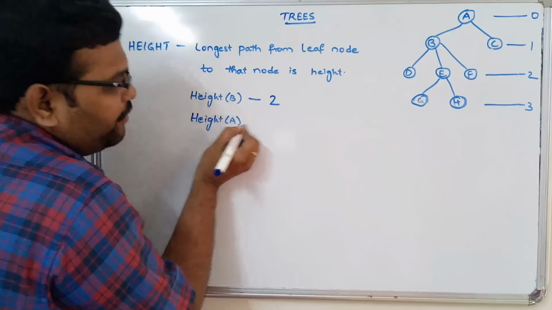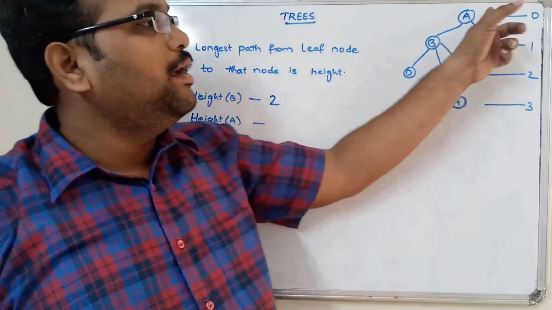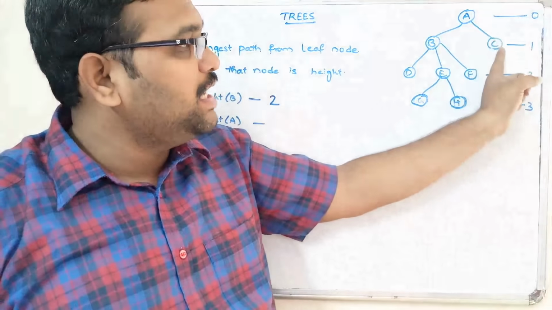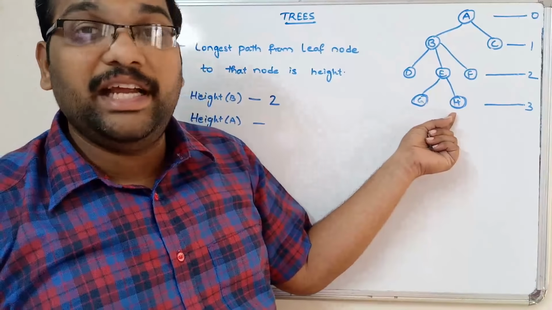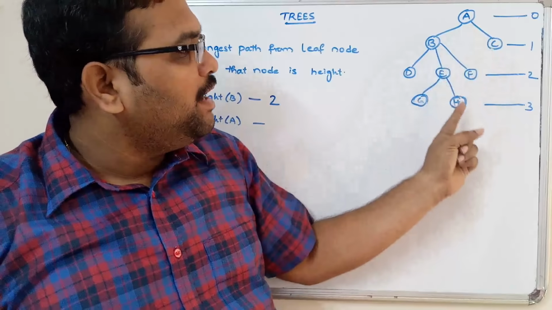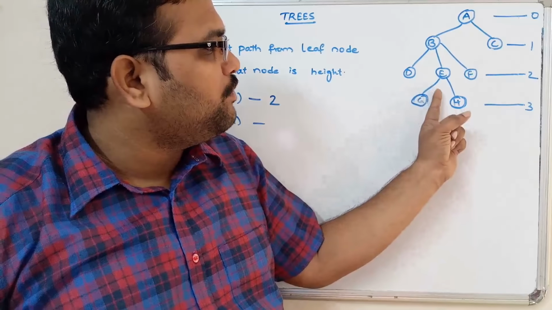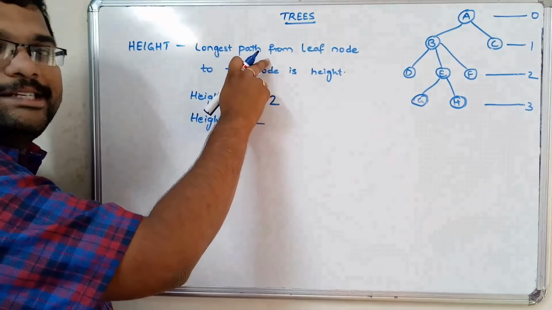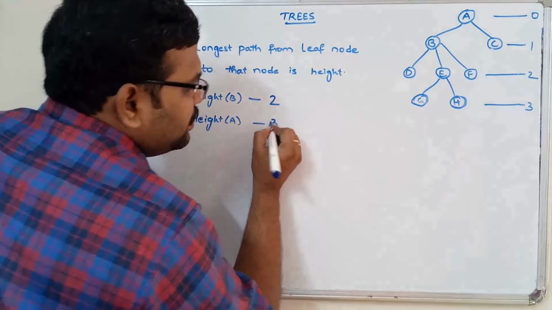If you consider the height of A, there are leaf nodes: a leaf node C, and leaf nodes G and H. From the leaf node C, there is only one edge. And from the leaf node G, there are 1, 2, 3 edges. So we have to consider the longest path. Height of A is 3.